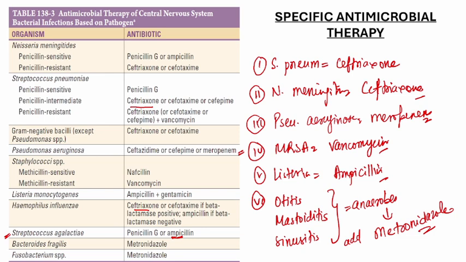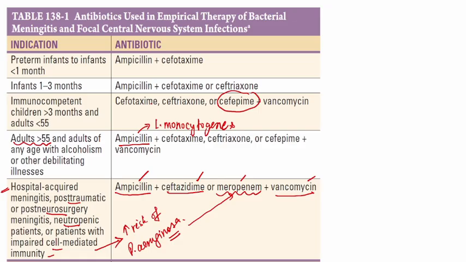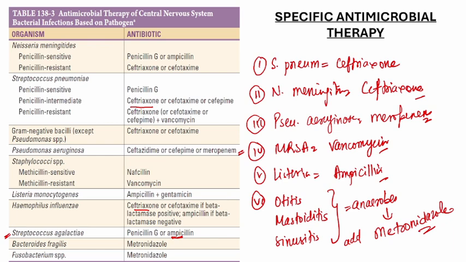Specific antimicrobial therapy will be guided by the culture reports. The benefit of learning specific antimicrobial therapy is that we come to understand the empirical therapy. Why are we giving these antibiotics in empirical therapy? The rationale is the particular organisms which are responsible for acute bacterial meningitis.